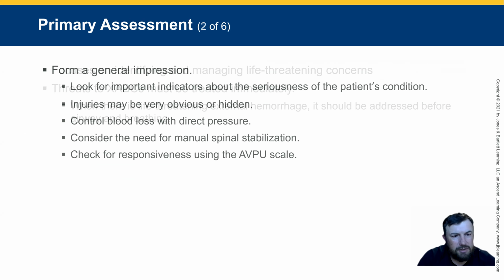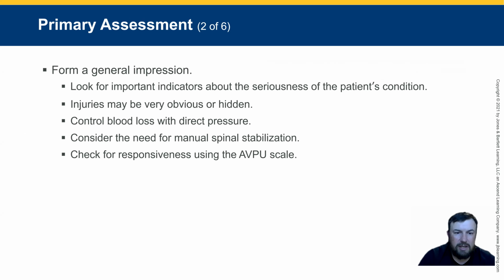Form a general impression. Look for important indicators about the seriousness of the patient's condition. Injuries may be very obvious or hidden. I cannot stress enough about distracting injuries. Oh my God, that laceration on the arm's amazing looking. That's really cool. But we didn't notice the hematoma behind the ear. So we have Battle's sign. So we have head trauma. Those are the kinds of things we got to pay attention to. That's why we do a full assessment on every patient.